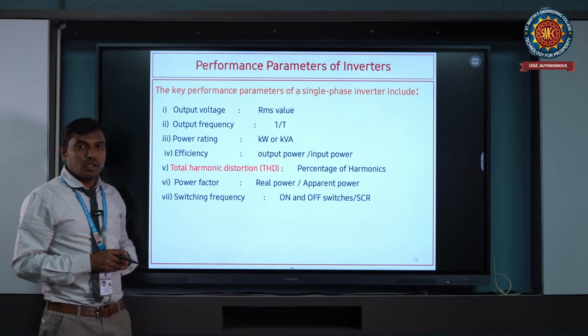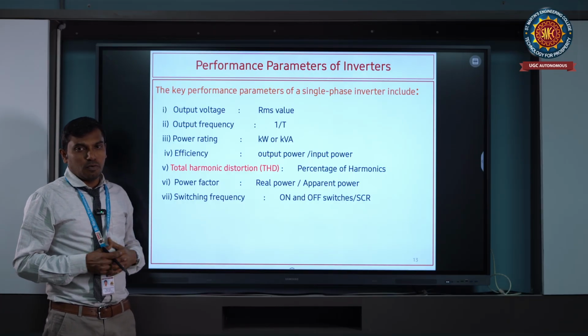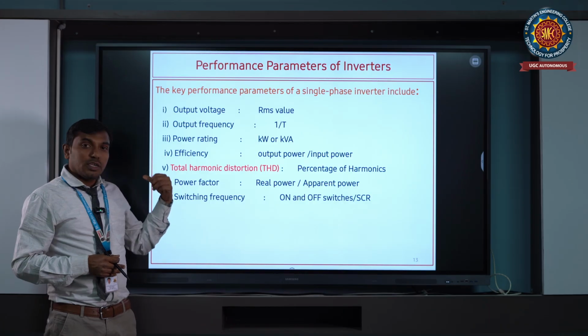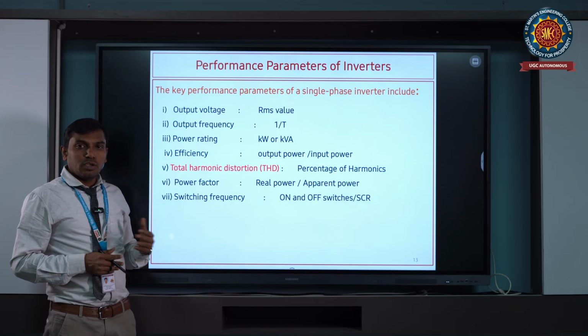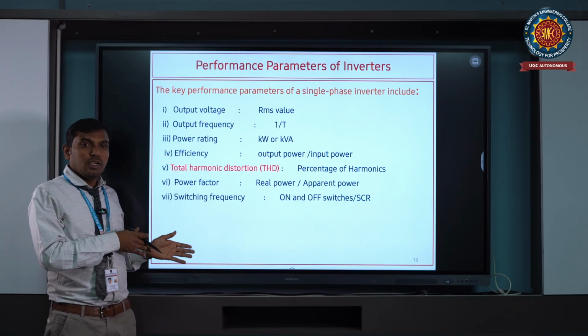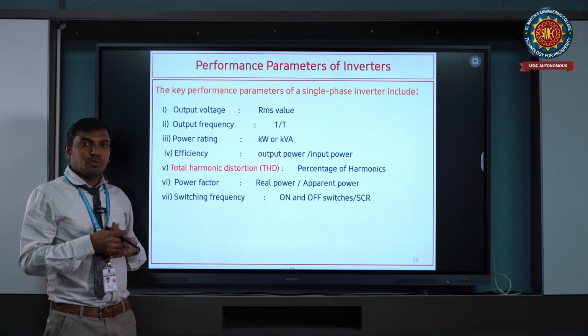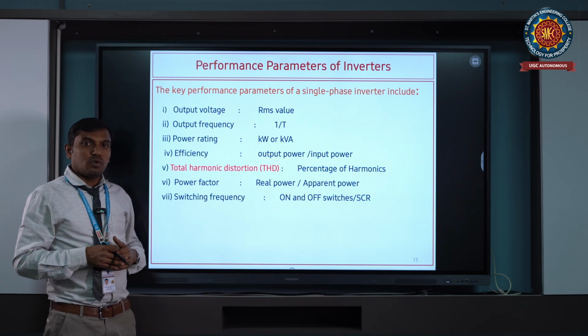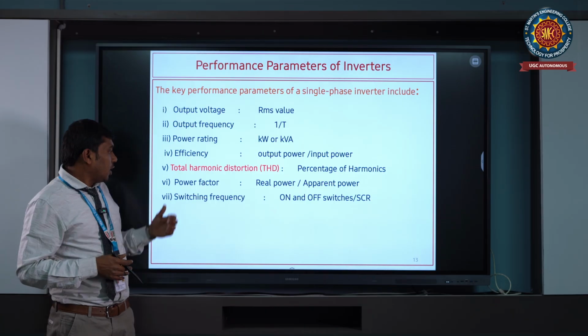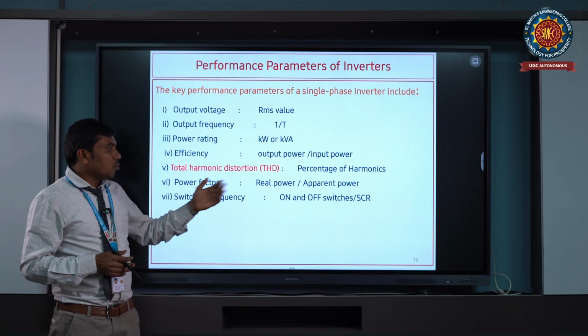Efficiency, we know, is the ratio of output power by input power. If the ratio is very high, then the inverter is very good. That means the maximum of the DC power which is given is converted to AC power. Therefore, the efficiency of the inverter is high. And then power factor. Power factor is what? Real power by apparent power.